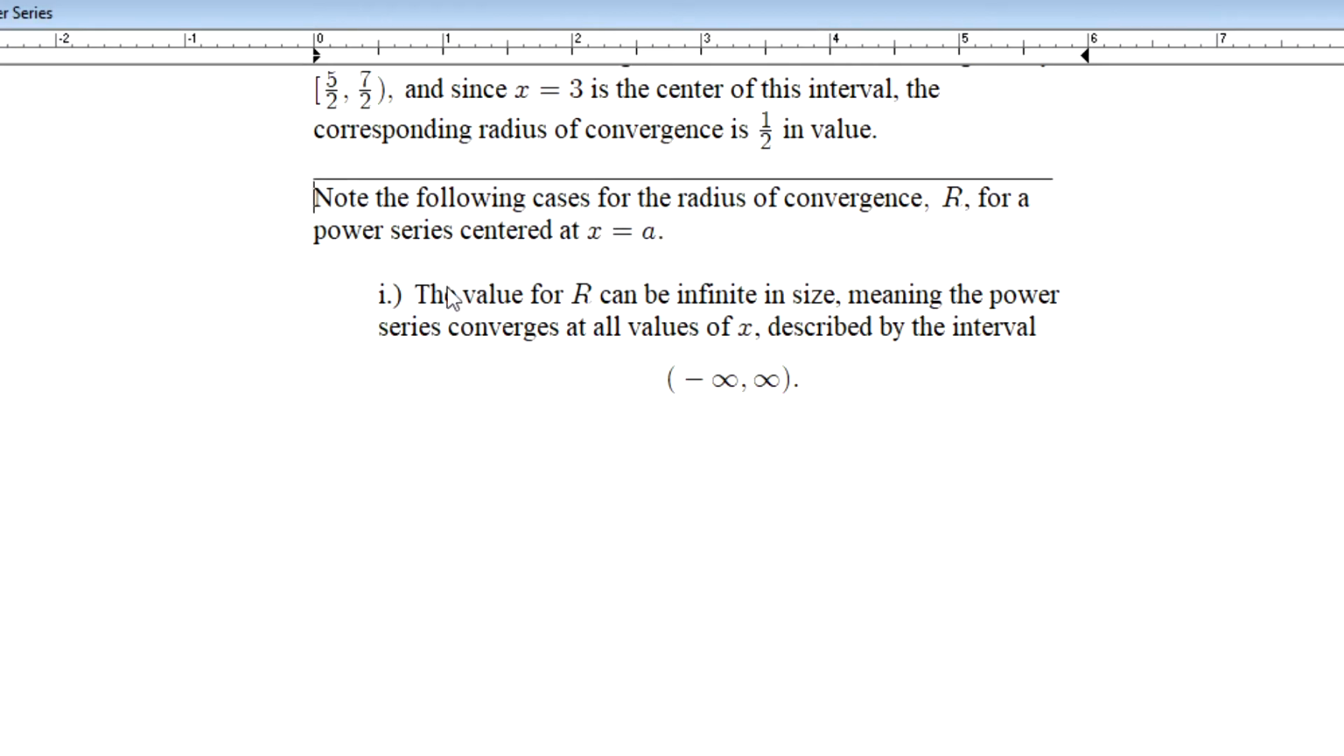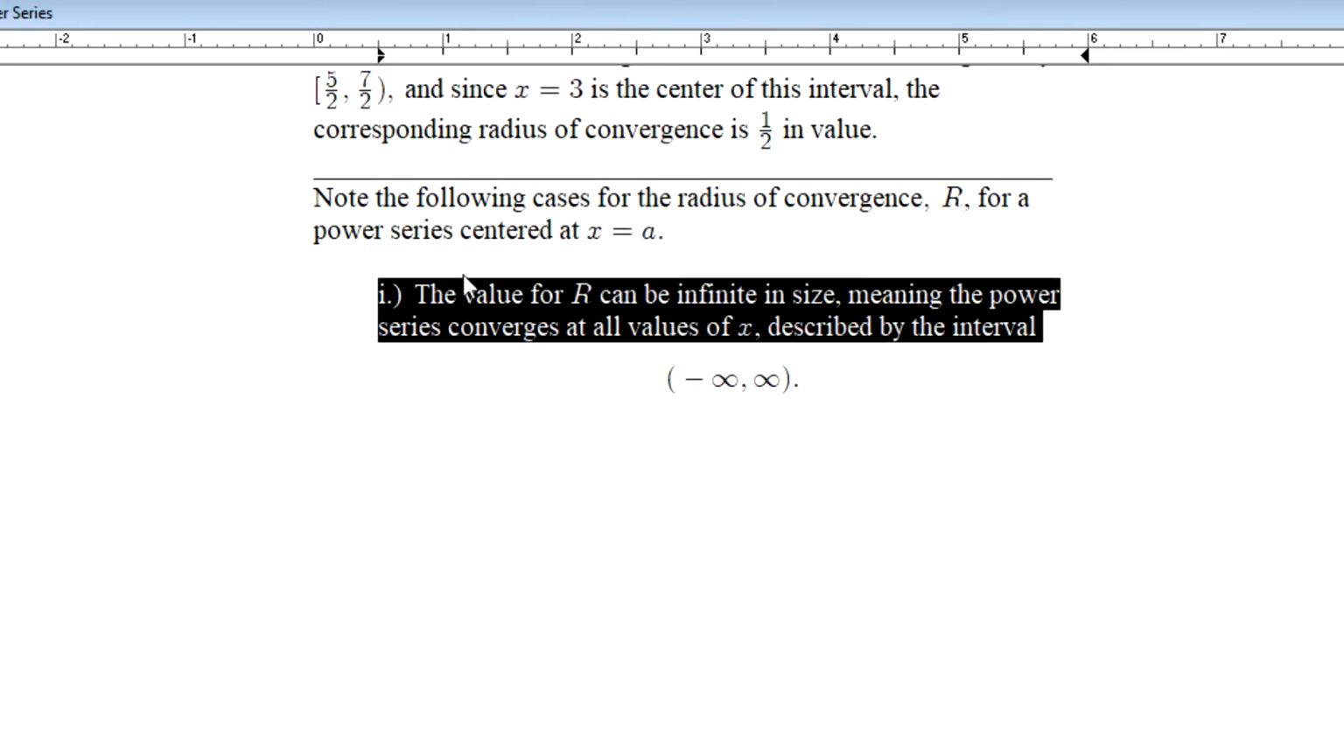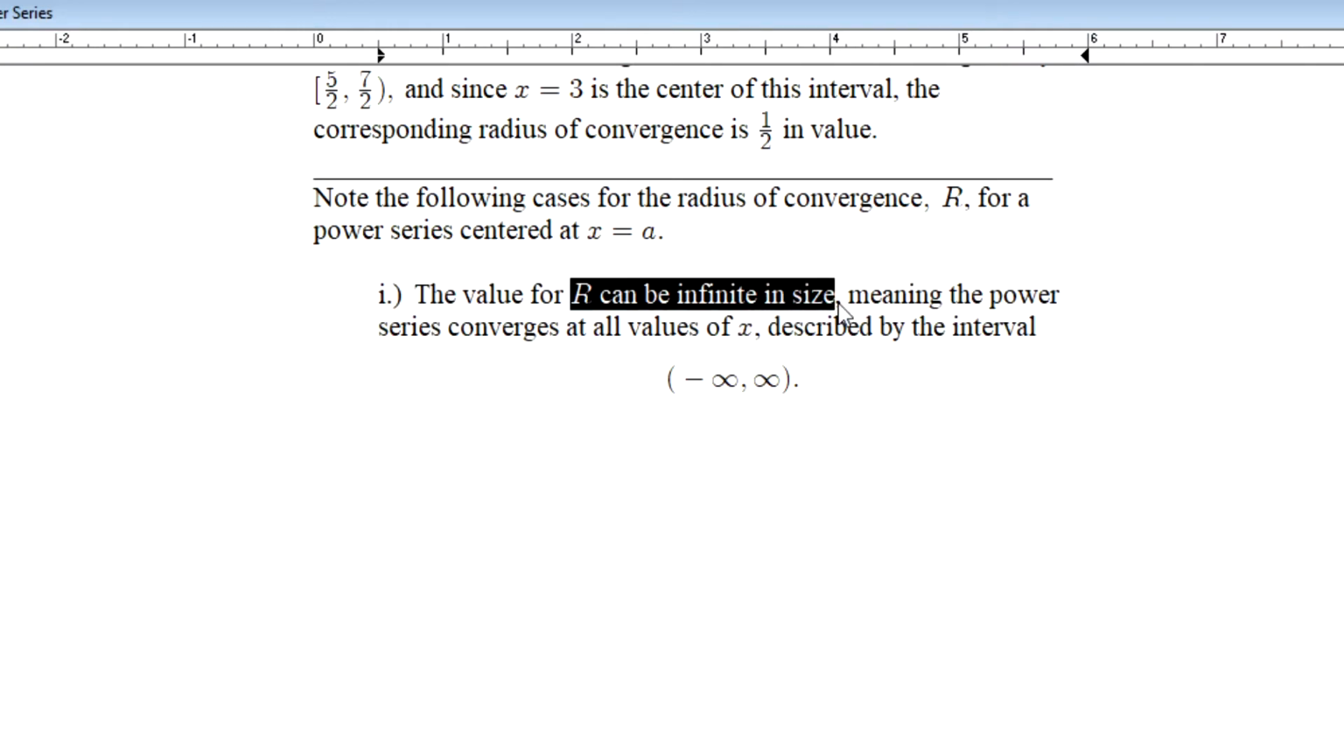The first of those cases is you could have a radius of convergence that is actually infinite in size. In that particular case, your interval of convergence would stretch from negative infinity to positive infinity. When you analyze the convergence of your series, you may encounter convergence that happens at all values of x. That would give you this infinitely large interval of convergence, everywhere from negative up to positive infinity.